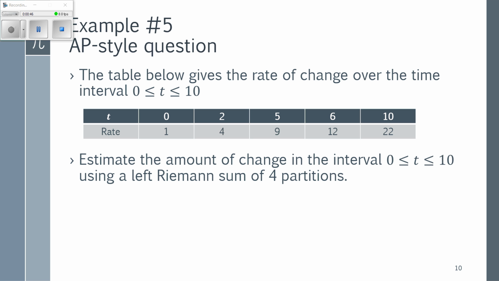And I can see, okay, from 0 to 2 is going to be one of them. From 2 to 5 is another. From 5 to 6 is a third. And from 6 to 10 is a fourth. So there will be my 4 rectangles.